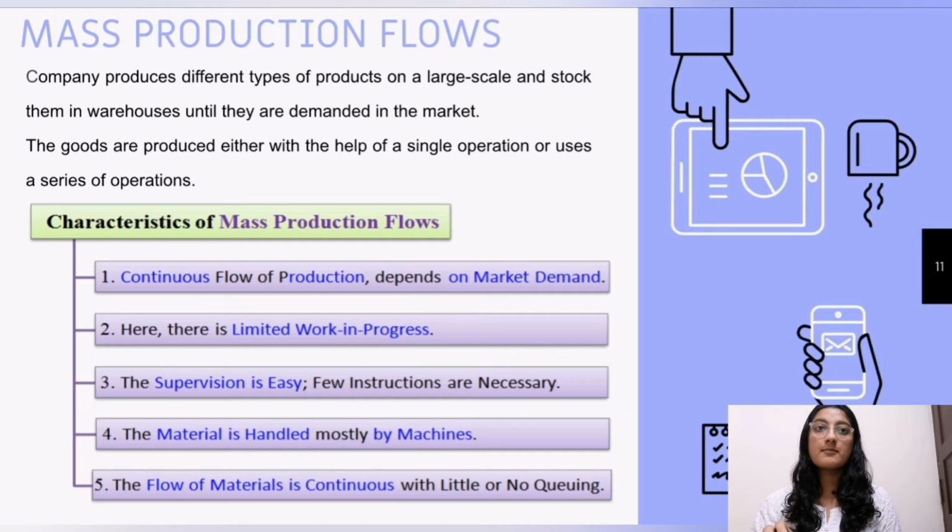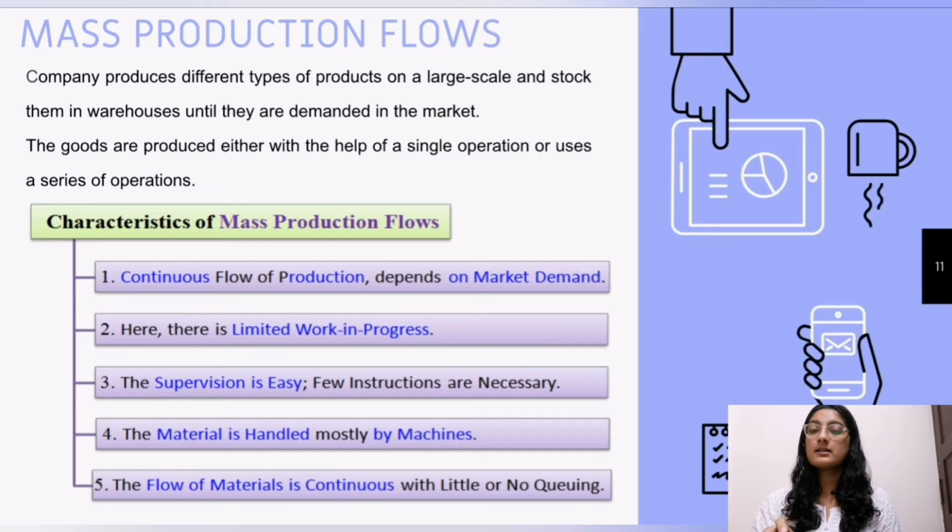So the characteristic of mass production flow is that it is a continuous flow of production, but it is also based on the demand in the market. Then there is limited work in progress, and supervision is easy because there are not many instructions, and it is more of an automated manufacturing system.